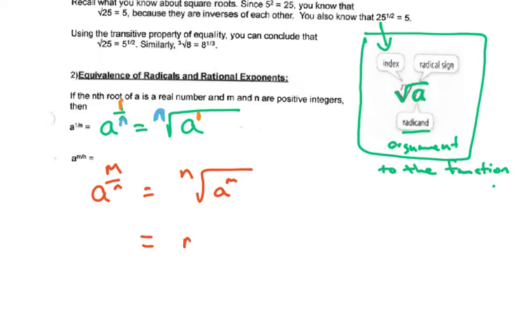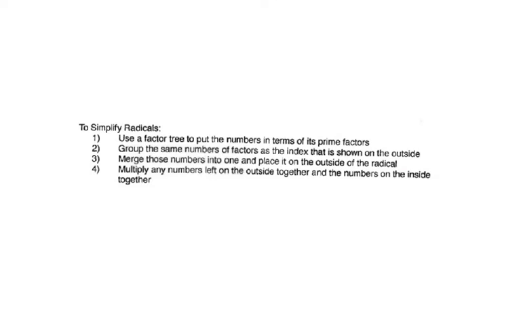Also note that you can rewrite this if you want, like so. And depending on the situation, one way may be more beneficial than the other. All right, so they're giving you a checklist of how to do this, and we'll talk more intimately about this shortly. To simplify radicals, use a factor tree to put the numbers in terms of their prime factors. Group the same number of factors as the index that is shown on the outside. Merge these numbers into 1 and place it on the outside. Multiply any numbers left on the outside together and the numbers on the inside together.